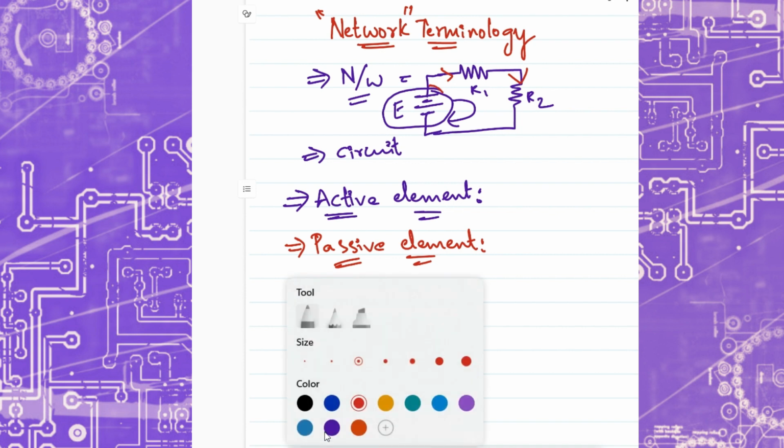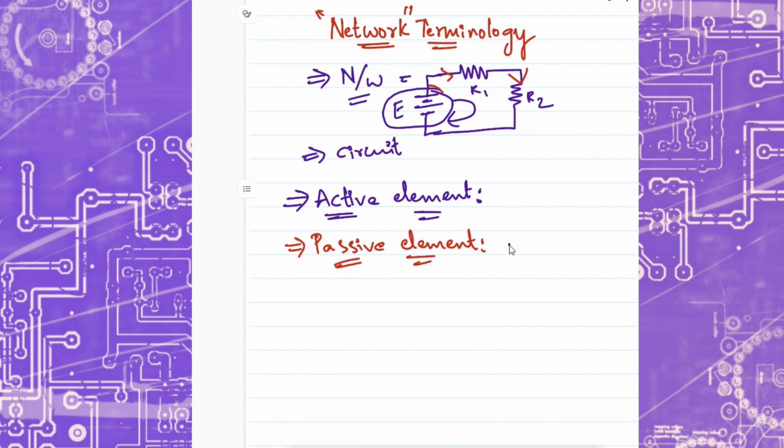We have different passive elements. Coming to the first one, the resistor. The resistor consumes the energy in the circuit and converts that energy into heat. The other passive element is the inductor. The inductor consumes the energy and stores it in the form of a magnetic field. The other passive element is the capacitor. The capacitor also consumes the energy and stores it in the form of an electric field.